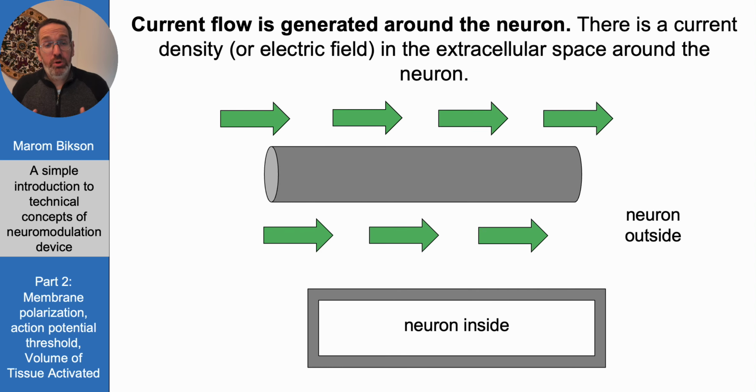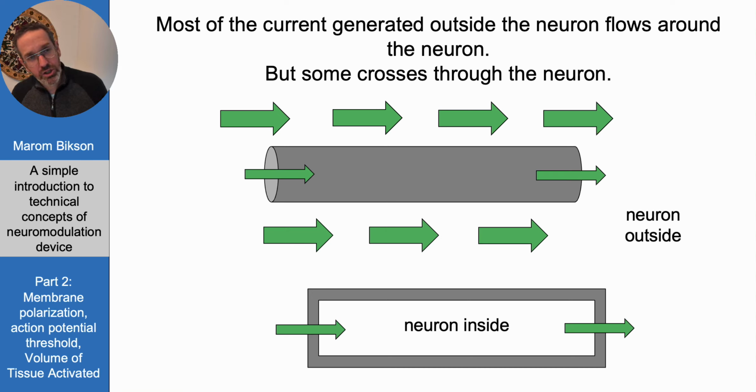I now want to expose that tube to current flow. Why is it exposed to current flow? Well, maybe there's an anode on one side and a cathode on the other, and we are pushing current through this bathtub or through the body, and as it passes through, it's going to pass along the neuron. So we now have a current density, the green arrows, or an electric field generated outside the neuron because the stimulation is on. A lot of the current will flow around the neuron, but some of it will pass through the neuron.